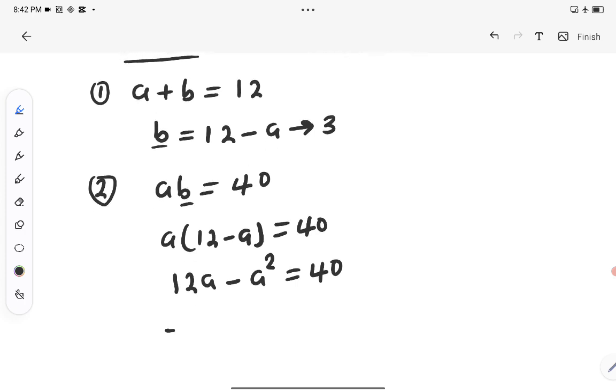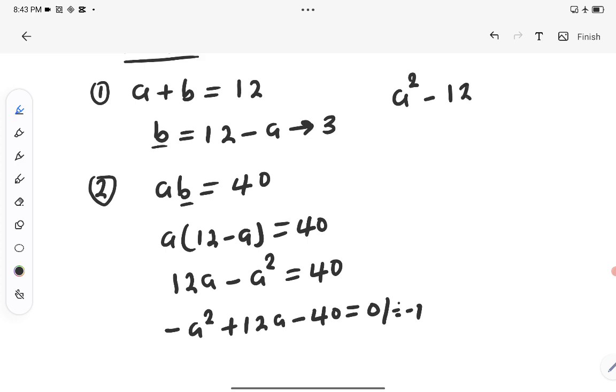Then we have minus A square plus 12A. Then if you take this 40 to this side, it becomes minus 40 is equal to 0. Then let's divide the whole of this equation by minus 1. We have minus A square divided by minus 1, this is A square. Then plus 12A divided by minus 1, this is minus 12A. Then minus 40 divided by minus 1, this is plus 40 is equal to 0.